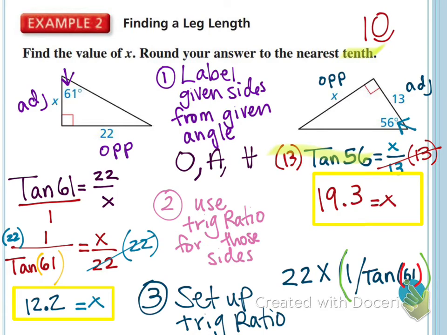Did you not get 12.2? Okay, hit up. That's because you did tangent over 1 instead of 1 over tangent. Oh. Okay. So now we do one more, and then you're going to practice on your whiteboards.